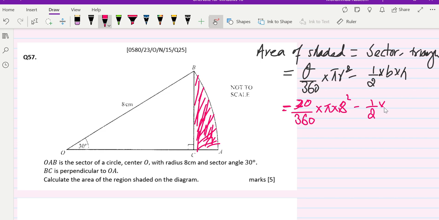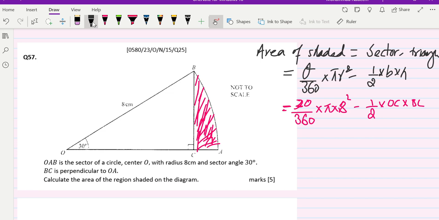One of the sides of the triangle is OC, and the other one is BC, that is the height, base times height. In this question, we don't know both of the sides of the triangle. So it means we will use trigonometry to work out the unknown lengths of this triangle as well, in order to calculate the area. So let's use trigonometry first in order to work out the missing sides of this triangle.